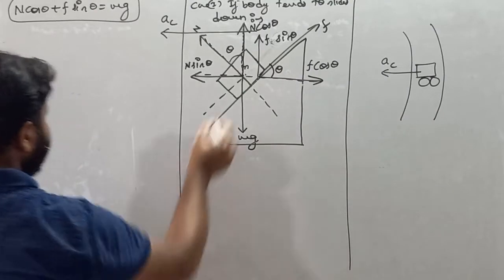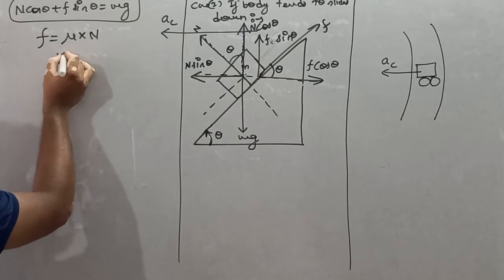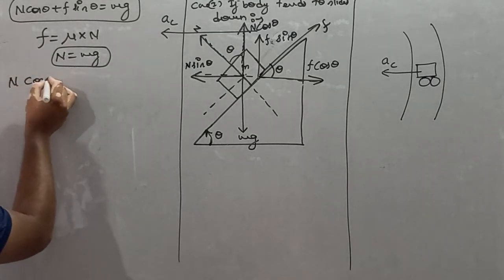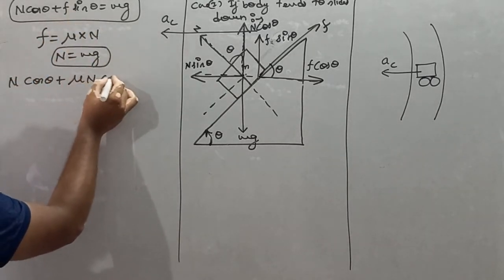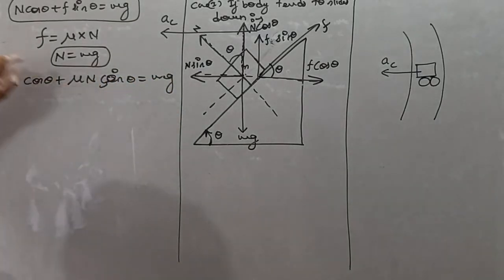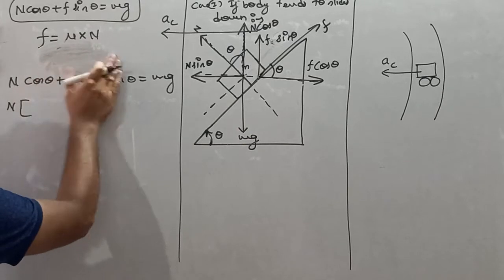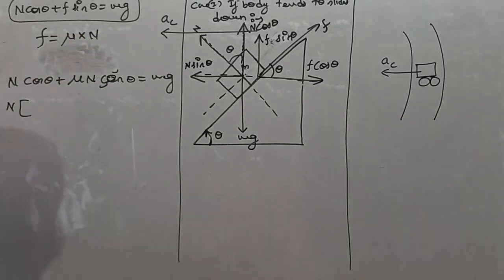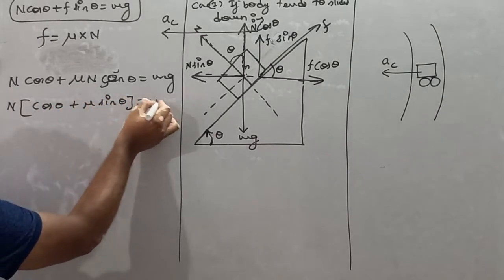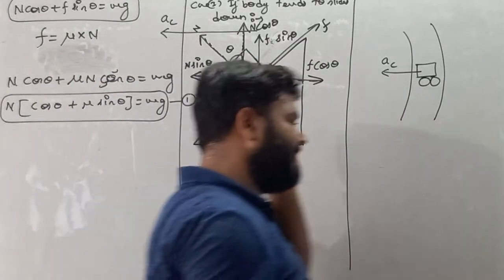Now we are aware that the nature of friction is static and friction must be mu into N. So N cos theta plus, instead of friction we can write mu N sin theta, which equals mg. Now N is common, so N comes outside, and we get N times (cos theta plus mu sin theta) equals mg. This is our, let's suppose, first equation.